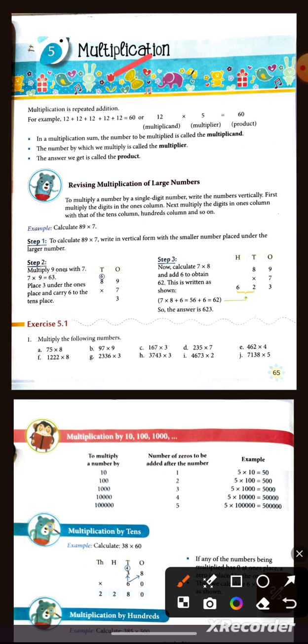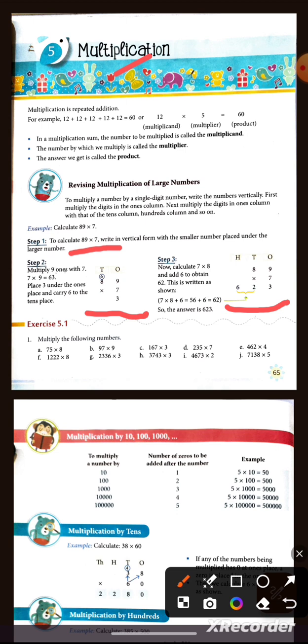Let's see the example. Here we have to multiply 89 by 7. Now here it is written like this. First, for multiplying, you have to write it like this. 89 should be written like this, and then below the 9 we have to write the number 7 if we are multiplying it by 7. Now when you multiply 9 by 7, the answer will be 63. But you only write 3 at the ones place and 6 will be carried.